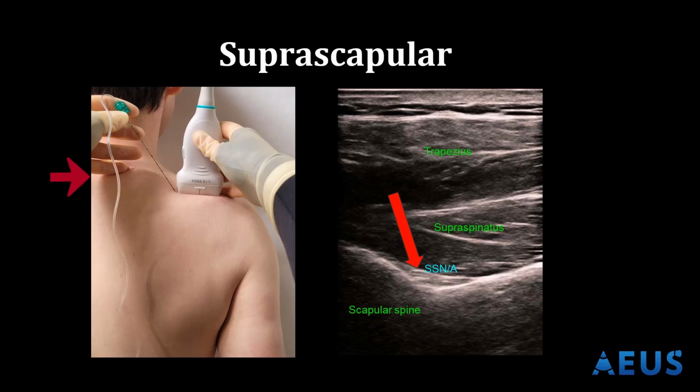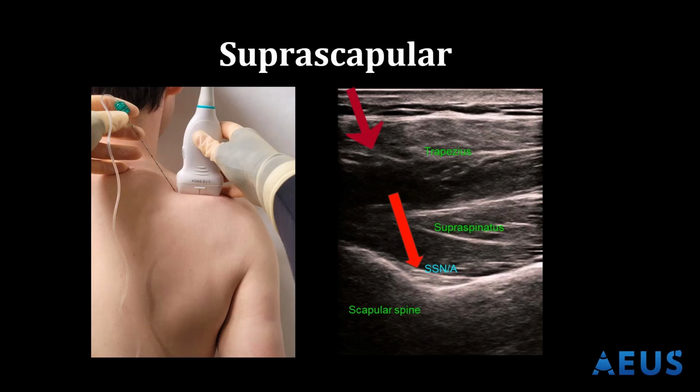The transducer is first placed in a coronal orientation over the distal half of the scapular spine. This requires a steep caudal tilt, essentially perpendicular to the ground. The target is the suprascapular nerve running along the floor of the supraspinatus fossa, under the supraspinatus muscle, and just lateral to the suprascapular artery.